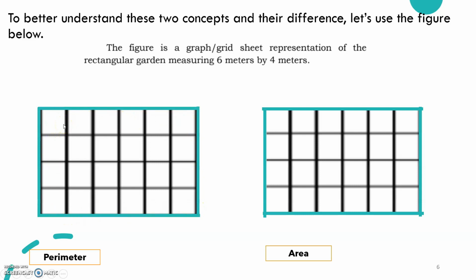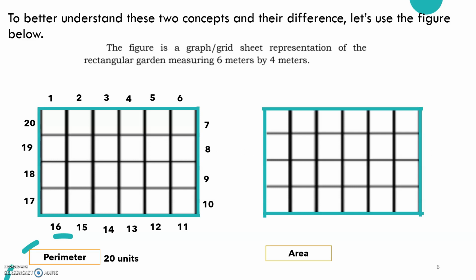So let's start. We have 1, 2, 3, 4, 5, 6, 7, 8, 9, 10, 11, 12, 13, 14, 15, 16, 17, 18, 19, 20. So, ibig sabihin, ang perimeter ng rectangular garden ni Teacher Pat ay 20 units. Next, punta naman tayo dito sa area.